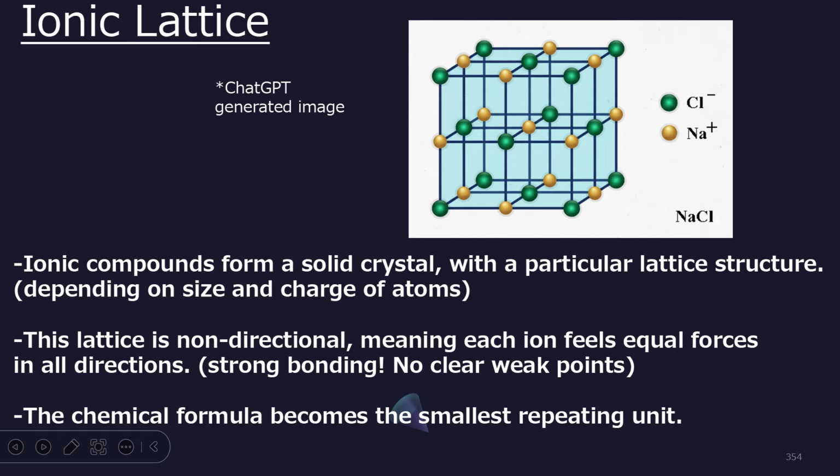So this chemical formula becomes the smallest repeating unit. In my example of NaCl here, you can copy and paste an Na and a Cl that are ionically bonded over and over and over again to generate this structure I have in the top right, and to basically infinitely or near infinitely generate the entire crystal lattice structure.